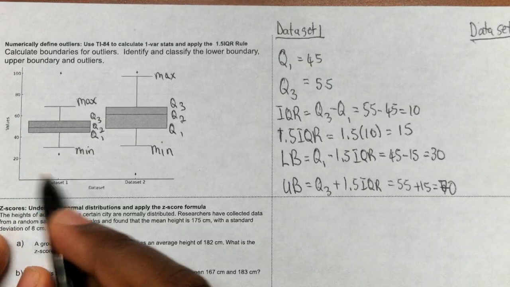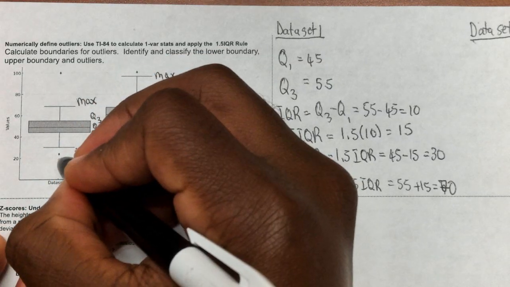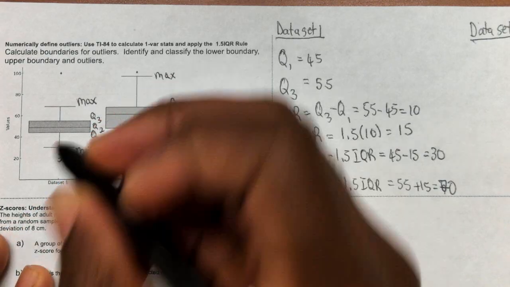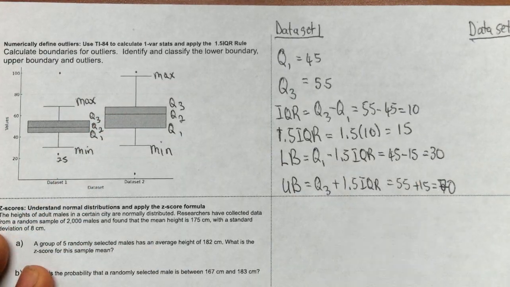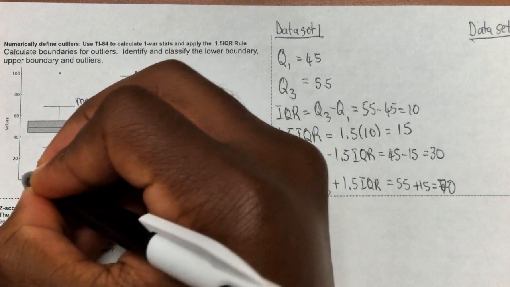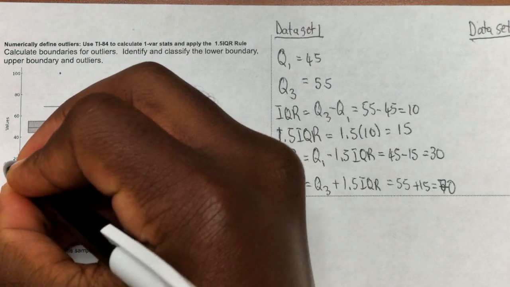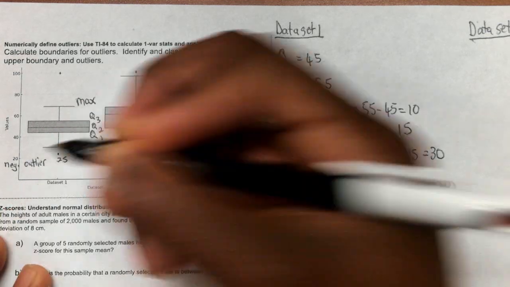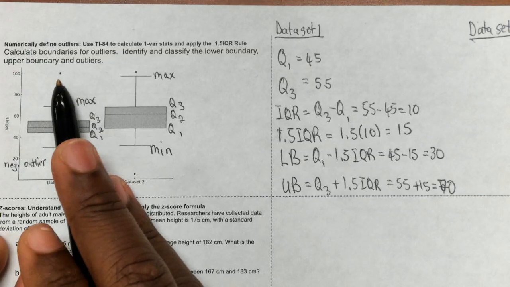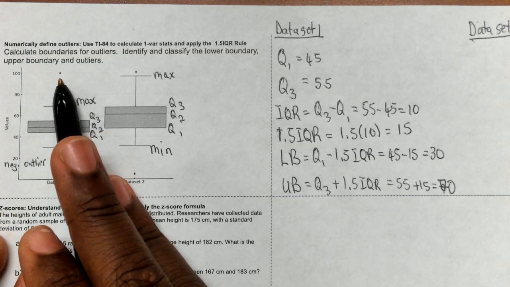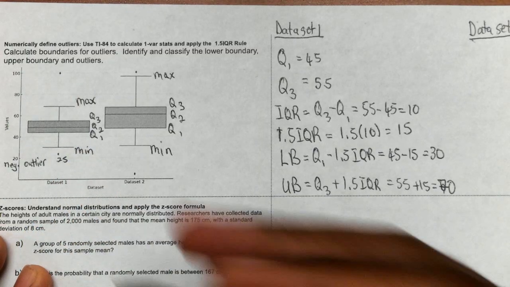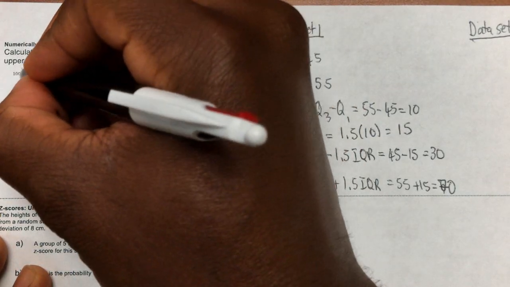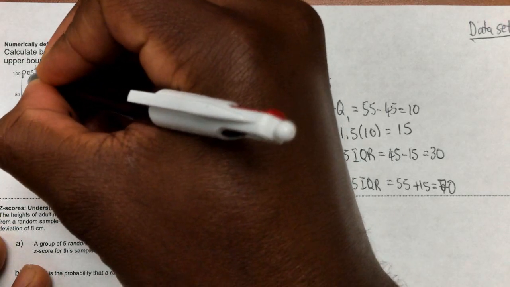Okay? So again, we see a point right here, which looks like this point is at about 25. That point is below our lower bound, so that means 25 is a negative outlier, okay? So again, we have a negative outlier at 25, okay? Here's another point that's at 100. 100 is above our upper bound. So right here we have a positive outlier. Okay? So we have a positive outlier of 100.